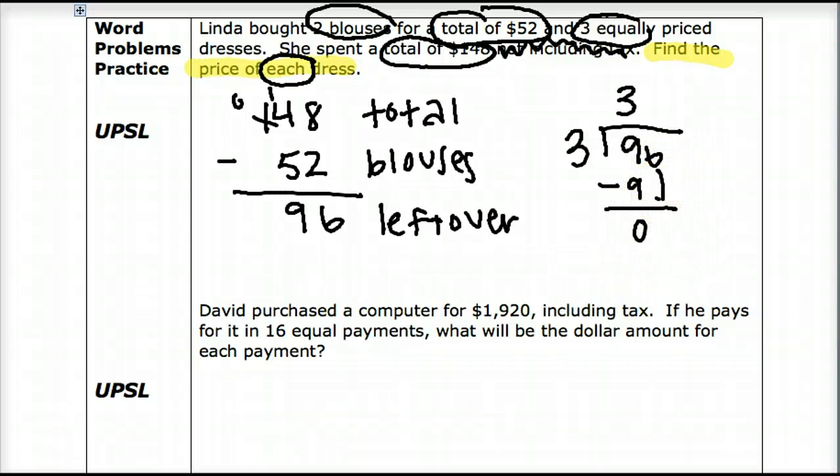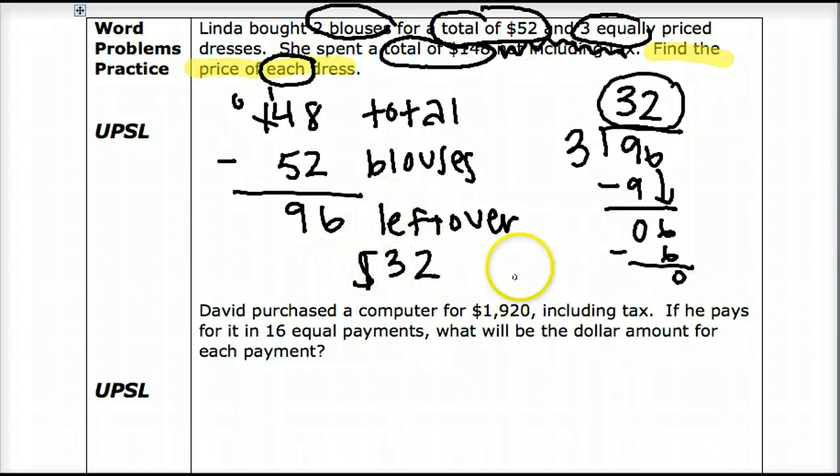So we're going to drop that 6 down. And 3 will go into 6 2 times. Since our remainder is 0, we know that the answer here, our quotient, is going to be our answer. So we know that each of those dresses cost $32. So we are going to write down $32 each. And that would be our quotient.